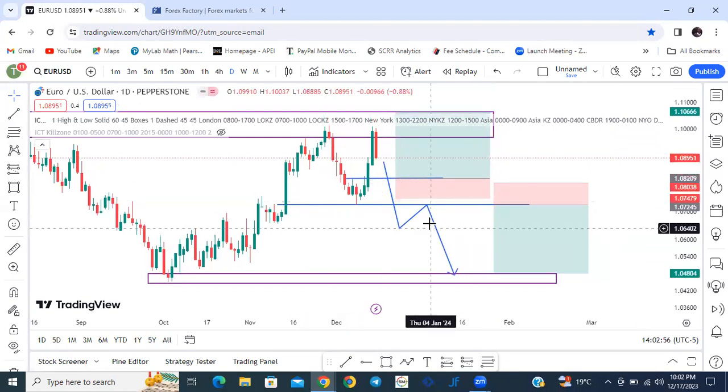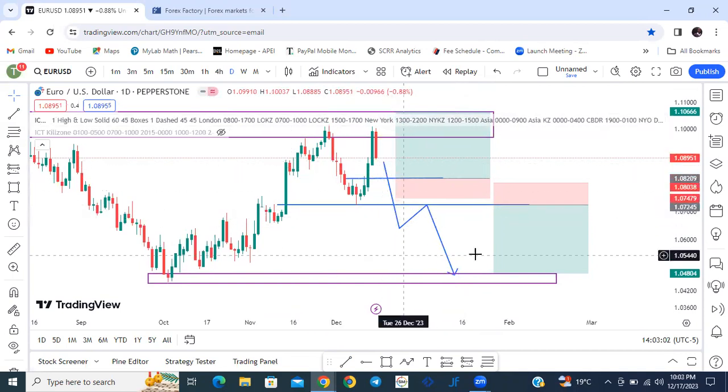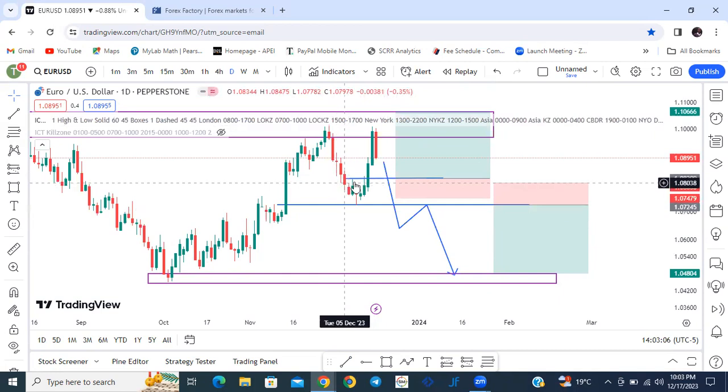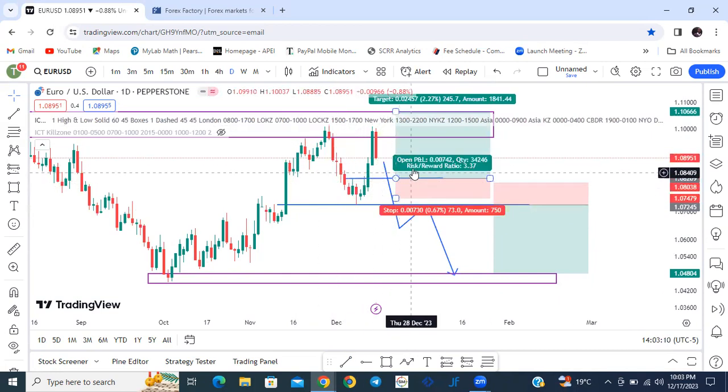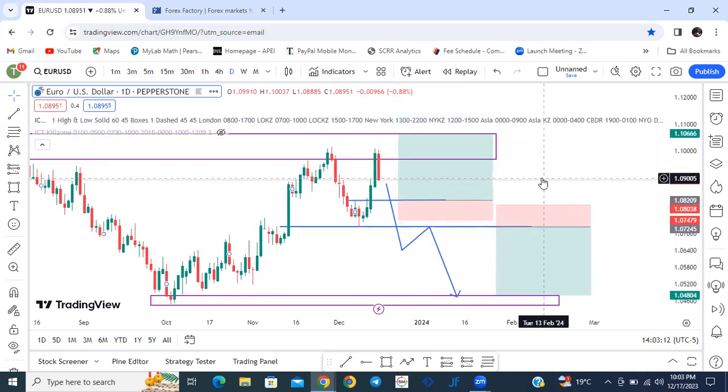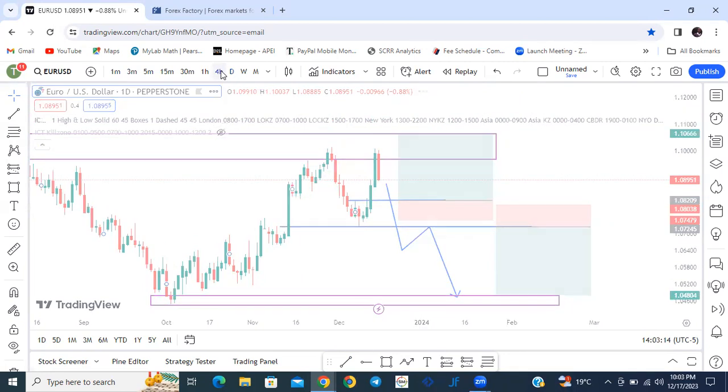Okay, so either scenario can happen, so it's good to take what the price will give us. It's good to wait and see what the price is going to give us. But if we see rejection from this neckline, because here was the breakout, we will be looking for buy entries at that level. Okay, so that is on the daily time frame.